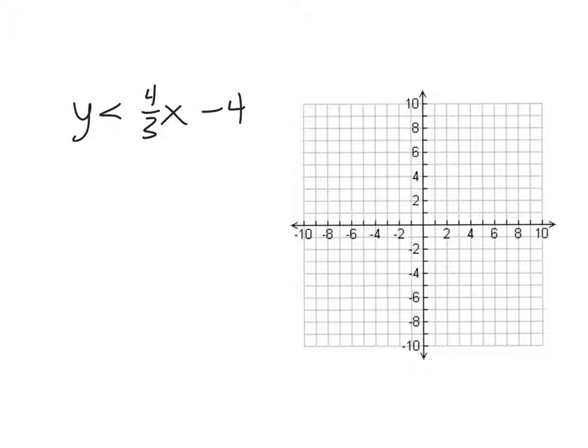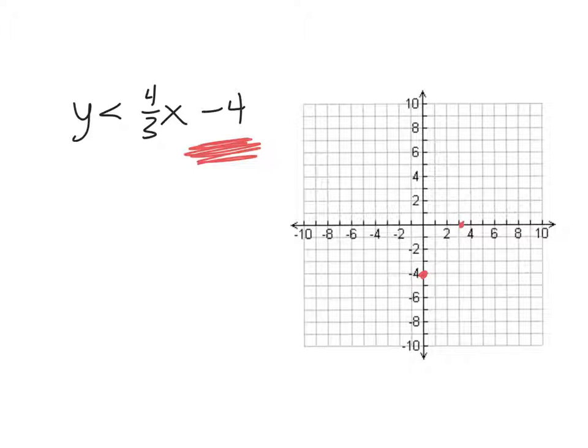to graph it. Okay? So my y-intercept is what? What is the y-intercept? The y-intercept is -4. So I plot -4. Now where do I go from there to get another point? Up 4. And right or left 3? Right. Okay, so that's where my points are going to be.